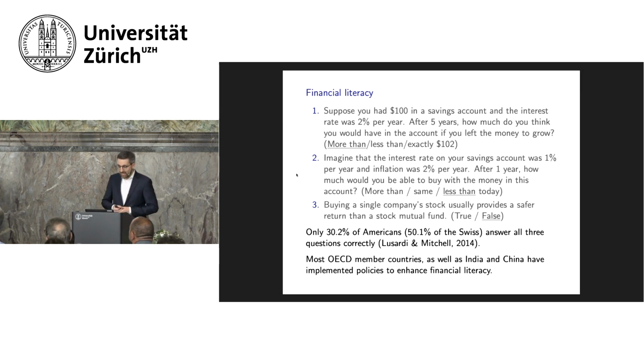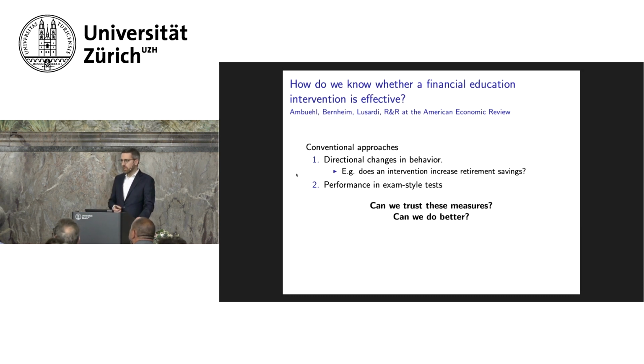And that's why most OECD member countries, as well as India and China, have implemented policies to enhance financial literacy. They're spending millions and billions on these policies. Now, an important question is whether these policies actually help, whether they actually help people make better decisions. So you got to scientifically evaluate whether that's the case, and there's two conventional approaches by which people usually do that. One is you start from an assumption, say that people are not saving enough. Then you educate them, or you do some other type of behavioral intervention, and you see whether they start saving more. That's a directional change in behavior.